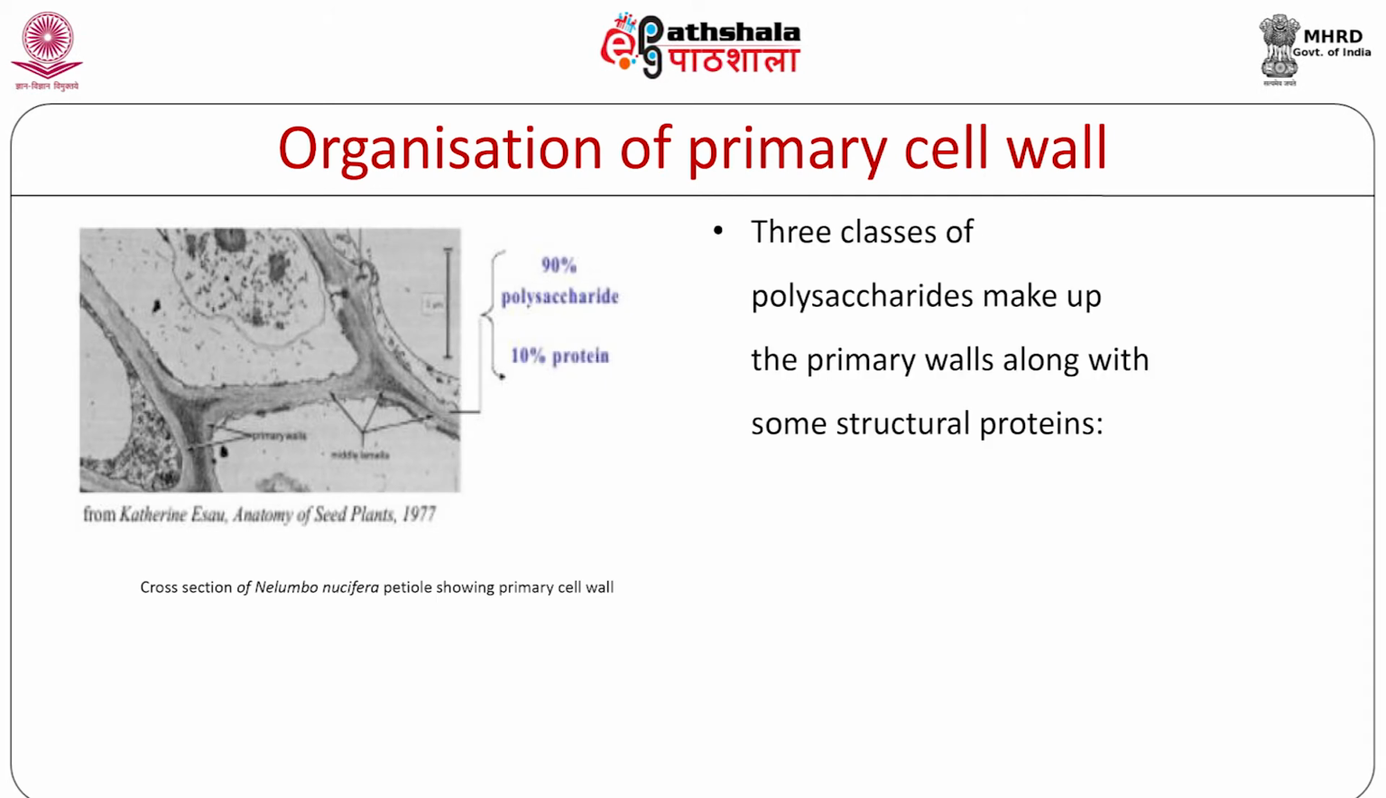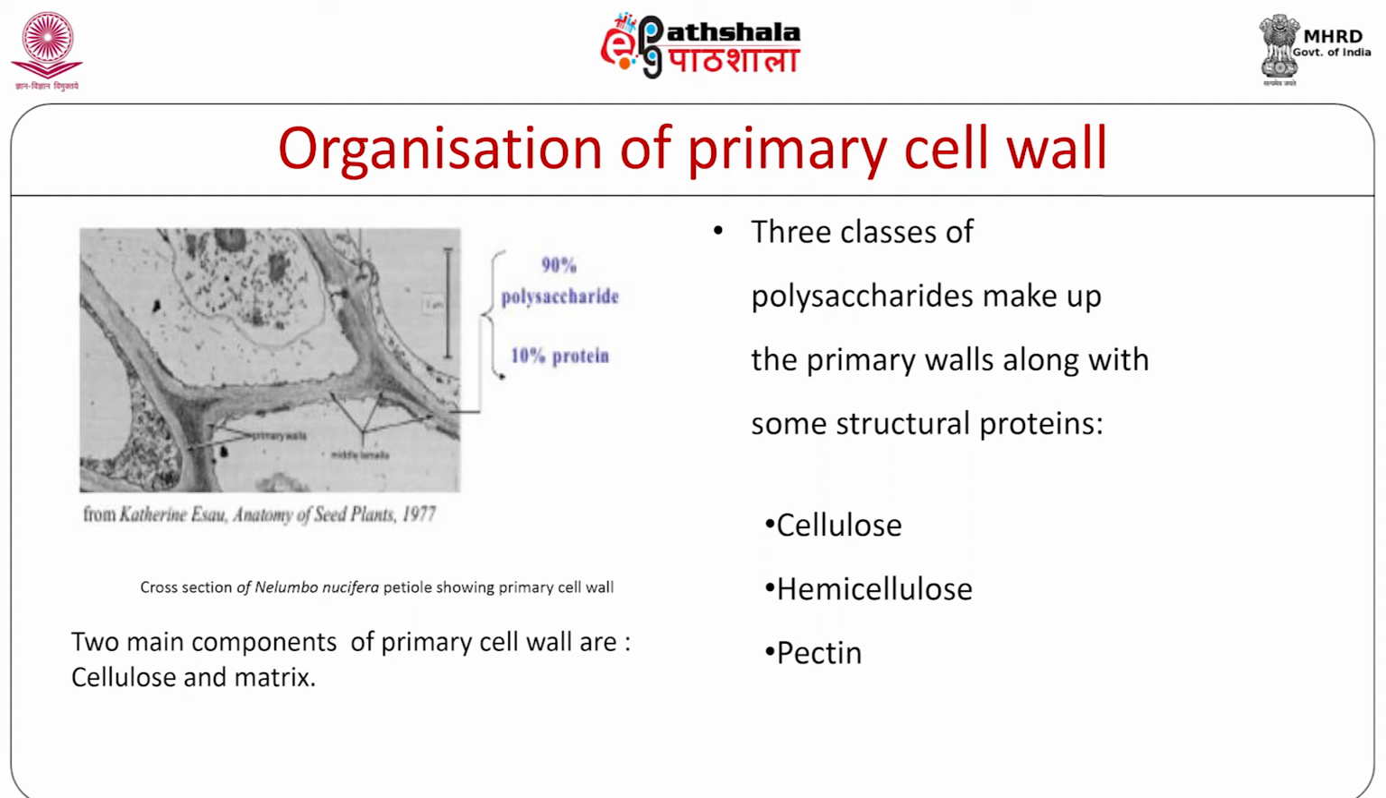Three classes of polysaccharides make up the primary walls, namely cellulose, hemicellulose and pectins. The primary cell wall can be divided into two types, type 1 primary cell wall and type 2 primary cell wall. Two main components of primary cell wall are cellulose and matrix. Matrix is formed by hemicellulose, pectins and proteins.